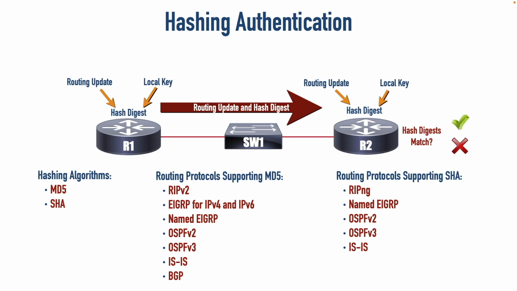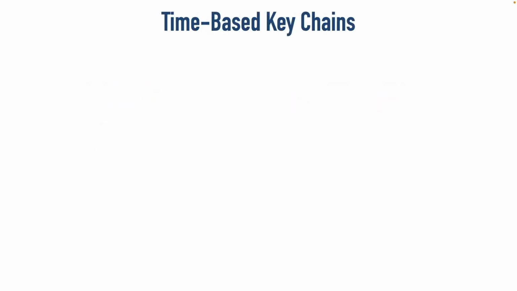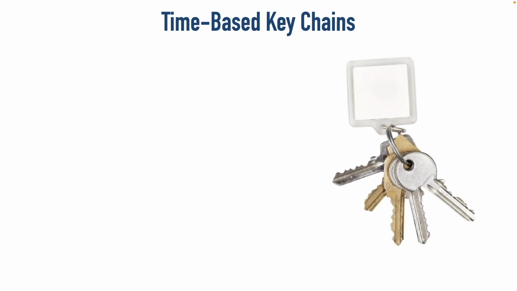But let's say that we do have one of these shared keys, whether we're sending it in clear text, hopefully not, or whether we're hashing it. What if one of those keys becomes compromised? Do we have to go around and then update everything? Well, what we can do instead is just set a lifetime for how long a key is going to be valid. We could set what is called a key chain.